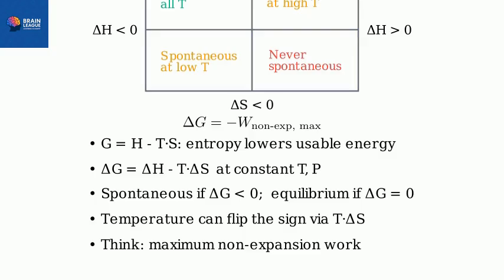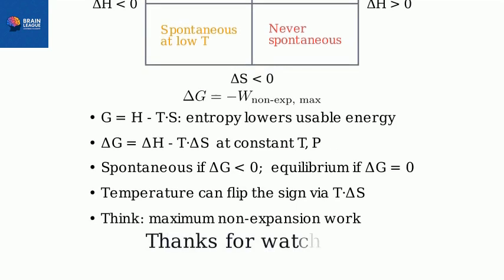spontaneous if delta G is less than 0. Temperature can tip the balance through the T times delta S term. That is Gibbs free energy visually and intuitively in 2 minutes.